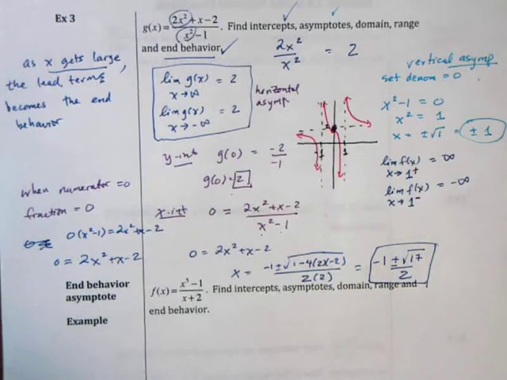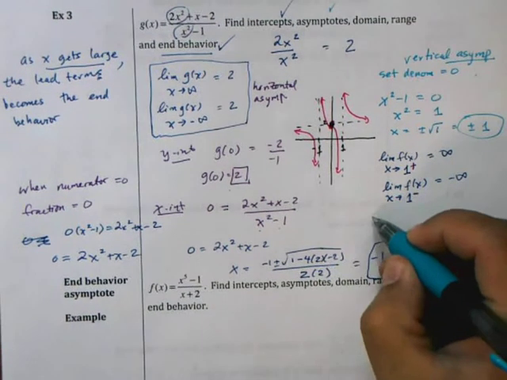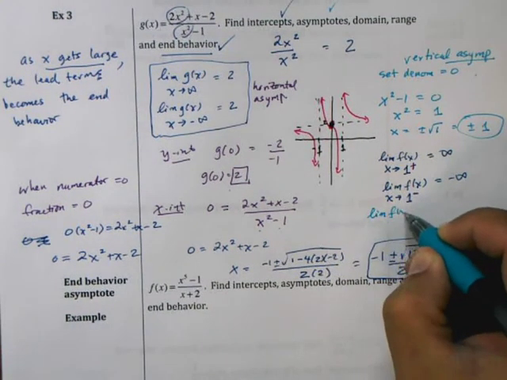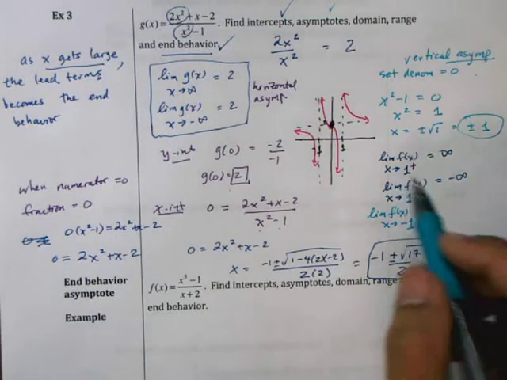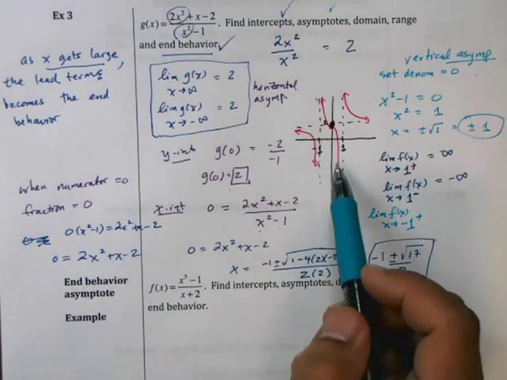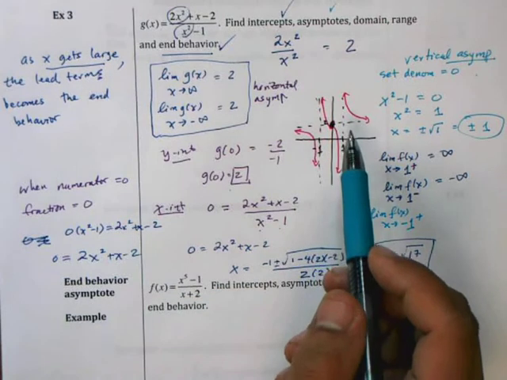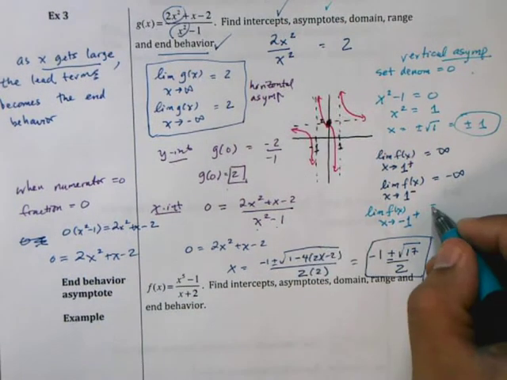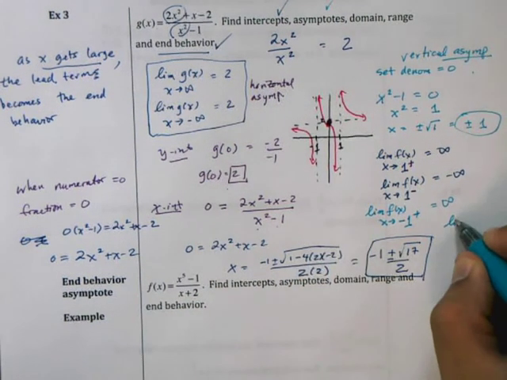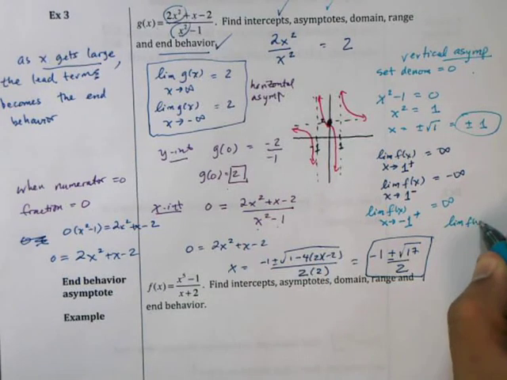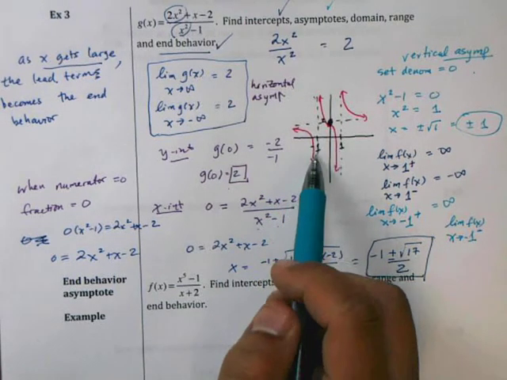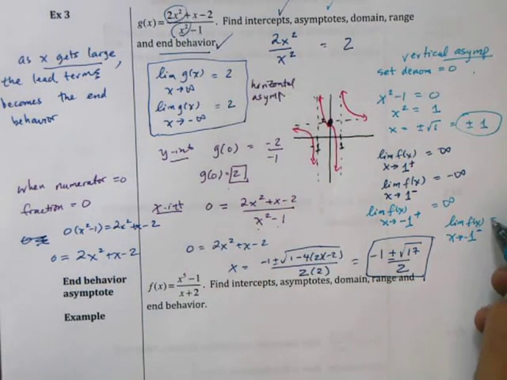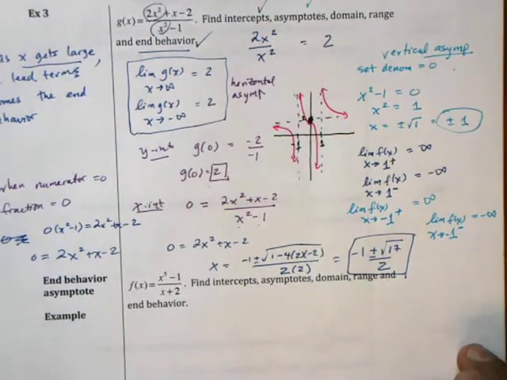So what is the limit of f of x as x approaches negative 1 from the right? So as we go closer and closer to negative 1 from the right, you see that it also spikes up to infinity. And then the limit of f of x as x approaches negative 1 from the left with this minus sign. So from the left, getting closer and closer to negative 1, it actually shoots down to negative infinity.